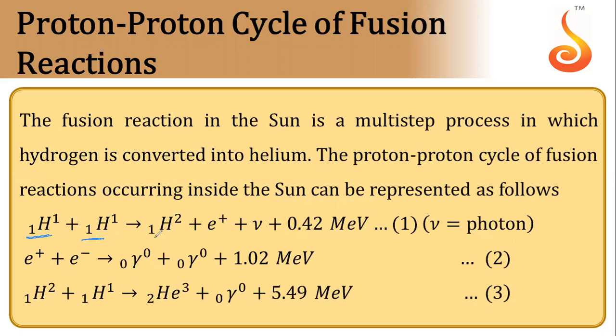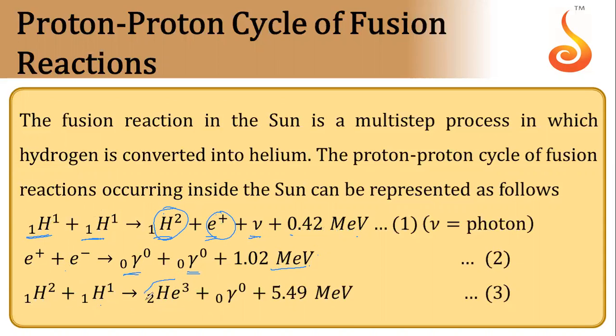These two will combine to form deuterium. Then a positron and a neutrino will be formed, and 0.42 mega electron volt energy will be released. Then this positron and an electron will combine to form gamma radiation, and 1.02 mega electron volt energy is released. Then this deuterium nuclei will combine again with one hydrogen nuclei to form helium 3.